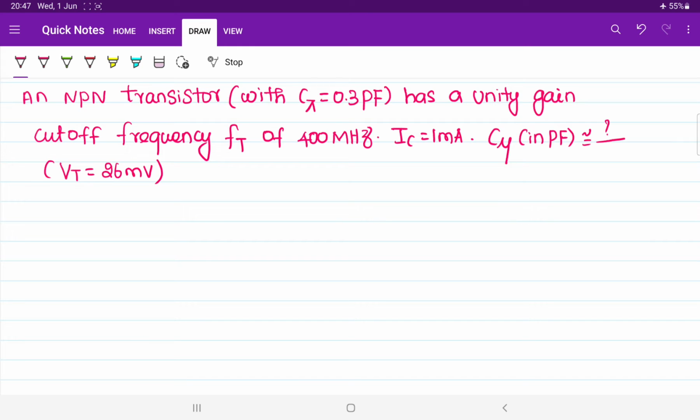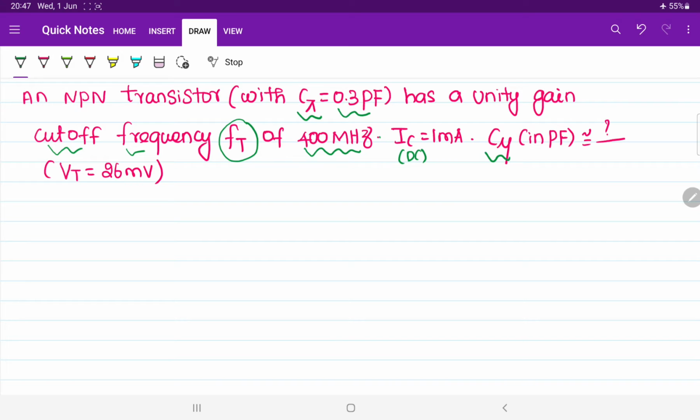Okay. So let us take the next question. If you observe the given question, an NPN transistor with a C pi equal to 0.3 picofarad has a unity gain cutoff frequency Ft of 400 megahertz, whereas the value of DC bias collector current is 1 milliampere. Calculate the value of C mu in picofarad. Pico means 10 power minus 12, whereas the value of Vt is given as 26 millivolt.